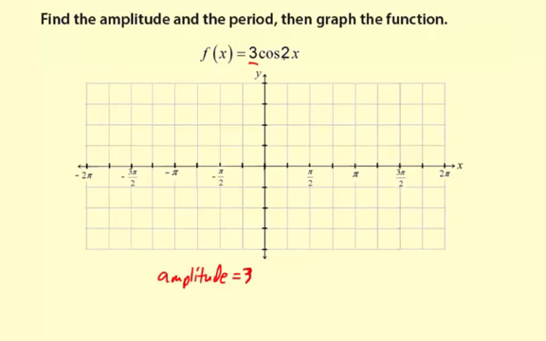To find the period of the function, we use this number in front of the x, which is 2 in this case. And the period of the function is equal to 2 pi divided by that number in front of the x, which is 2. So in this case, the period is pi. Now what that means is that one cycle of the function will occur between 0 and pi.